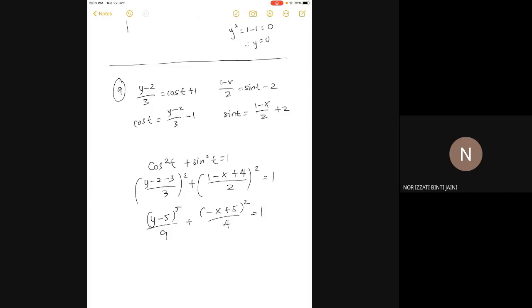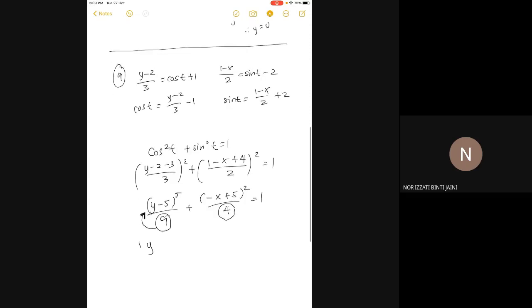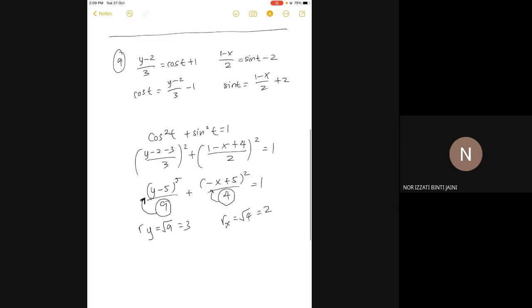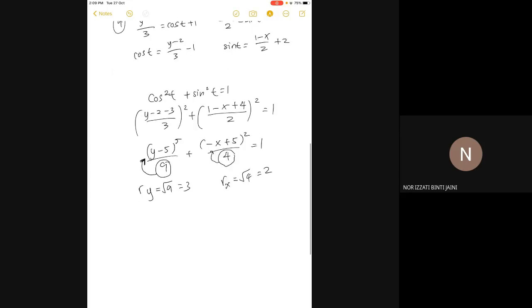Okay, so this 9, whatever the value in the denominator is actually the radius. The square root of its value is the radius for the parameter on the numerator. For example, this one, y. So radius for y will be square root 9 which is 3. And then this one, x, yang ke atas ni. So radius for x will be square root 4 which is 2. And then the center is 5, 5. Sebab ni negatif, itu pun negatif.